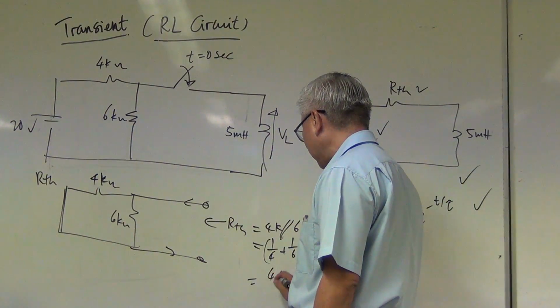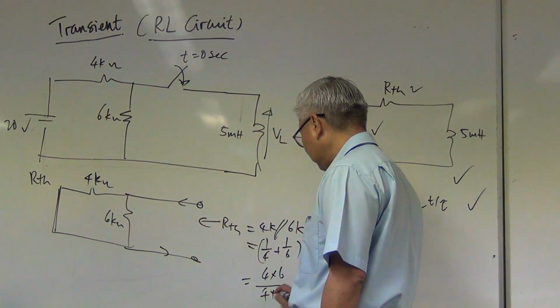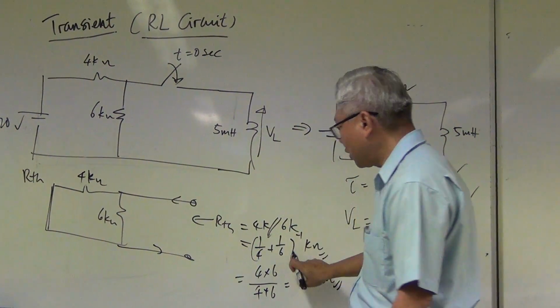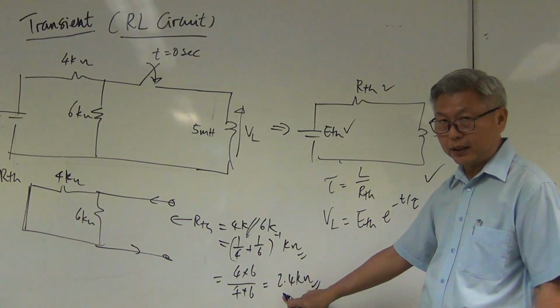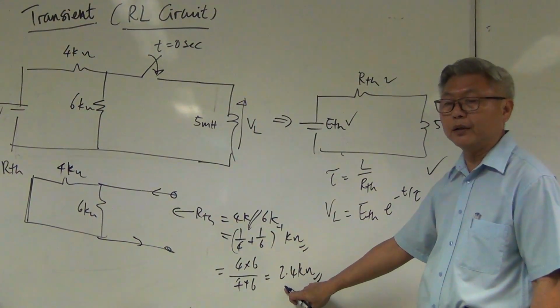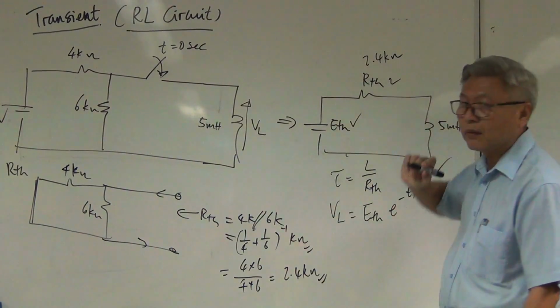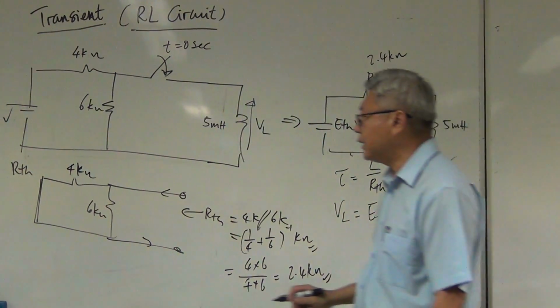Or you use the shortcut, 2.4 kilo. This is the traditional method, and this is a shortcut method to find two resistors in parallel. So with that, we know our RTH is 2.4 kilo ohm. Right? So now let's find ETH.